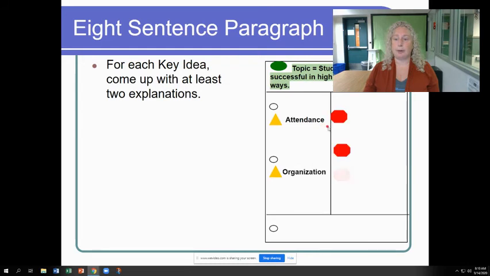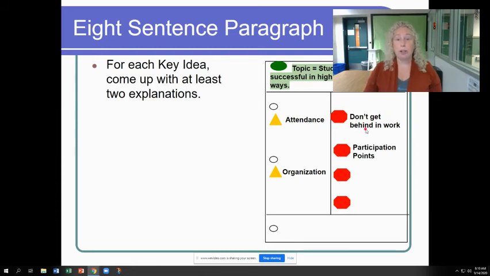Well, attendance is important because, now I start getting over here in my notes, by being at school, you're not going to get as behind in your work. When you miss school, you get behind quickly, right? And you want to make sure that you don't get behind in your work so that you can keep your grades up. Attendance is also important because a lot of teachers do participation points. There's a lot of classes that are participation based. Again, your foreign language classes, PE, those classes are participation based. And if you're not there to participate, you can't get the points for that.